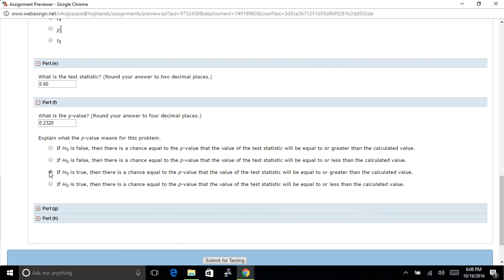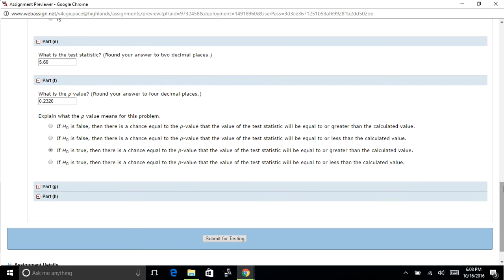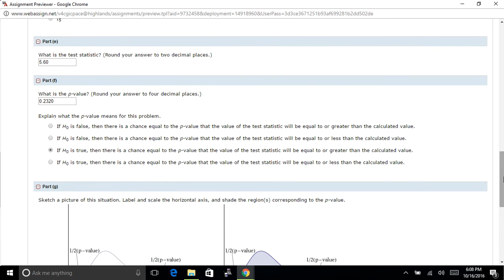So again, if your null is true, there's a chance equal to the p-value that the value of the test statistic will be equal or greater than the calculated value. And it has to go back to, there's a table that we could look at to compare the test statistic to a value of a chi-square distribution based on our degrees of freedom. We use the p-value because it's just easier, right?